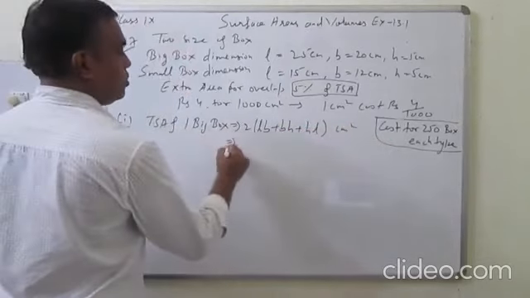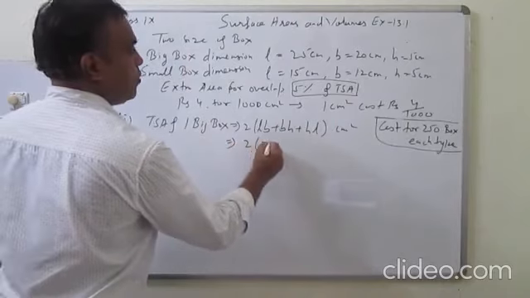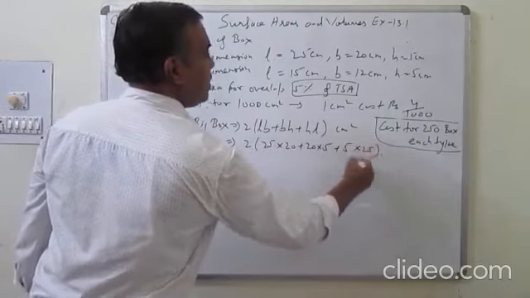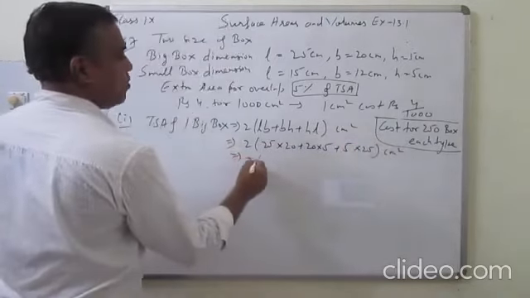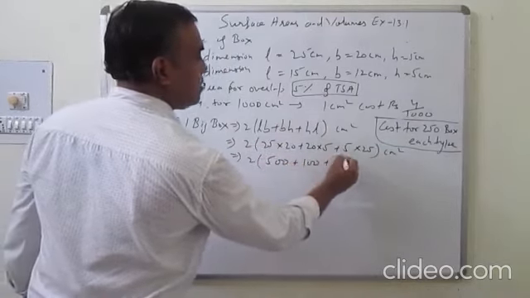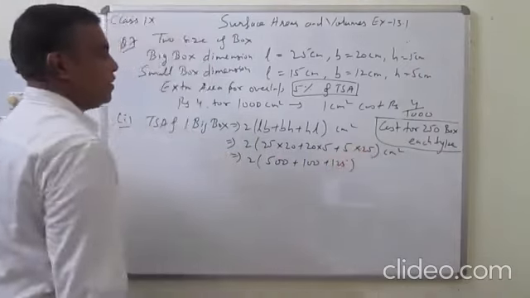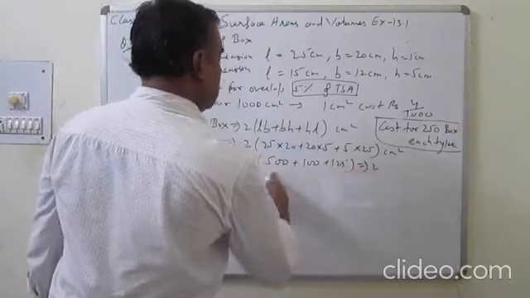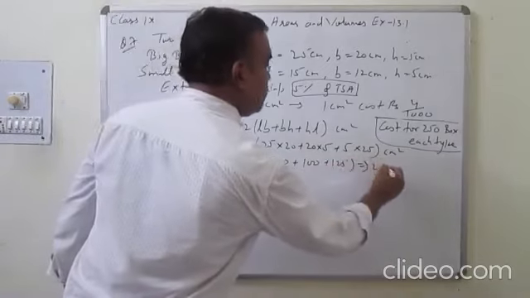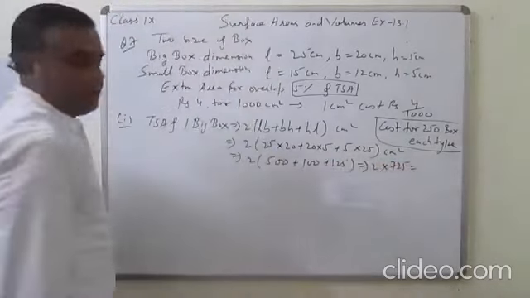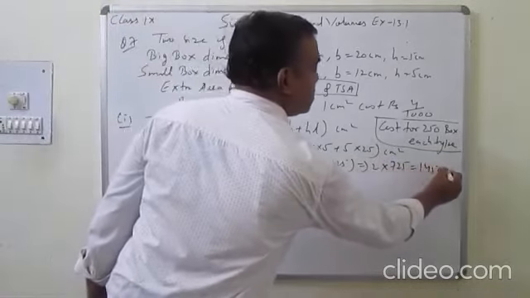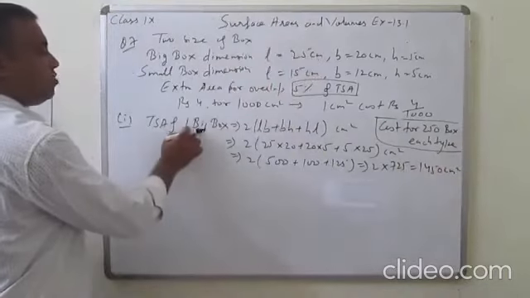Now putting the values, 2(25 into 20 plus 20 into 5 plus 5 into 25) centimeter square. Now calculate it, 25 into 20 is 500, plus 100 plus 125. So it becomes 2 into 725, it means 1450 centimeter square. It is the TSA of one big box.